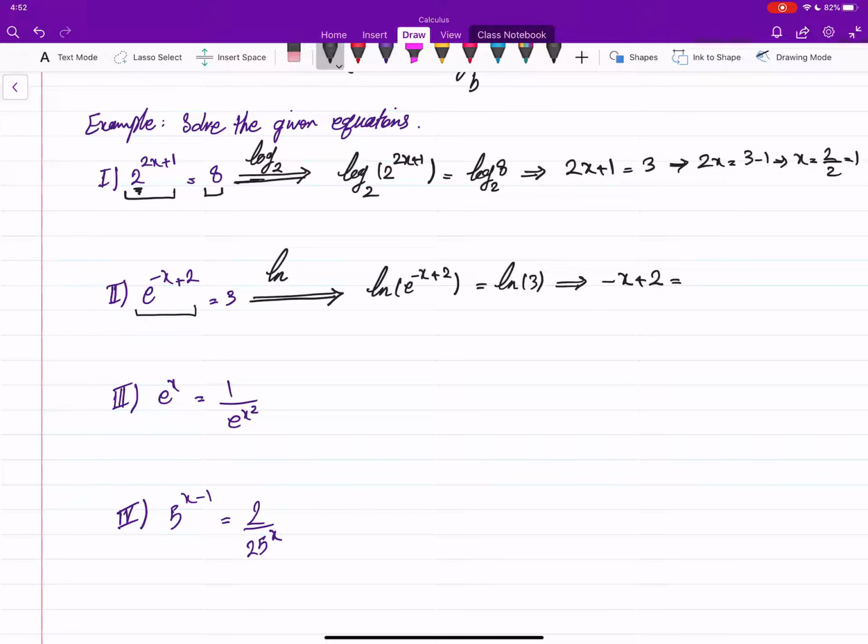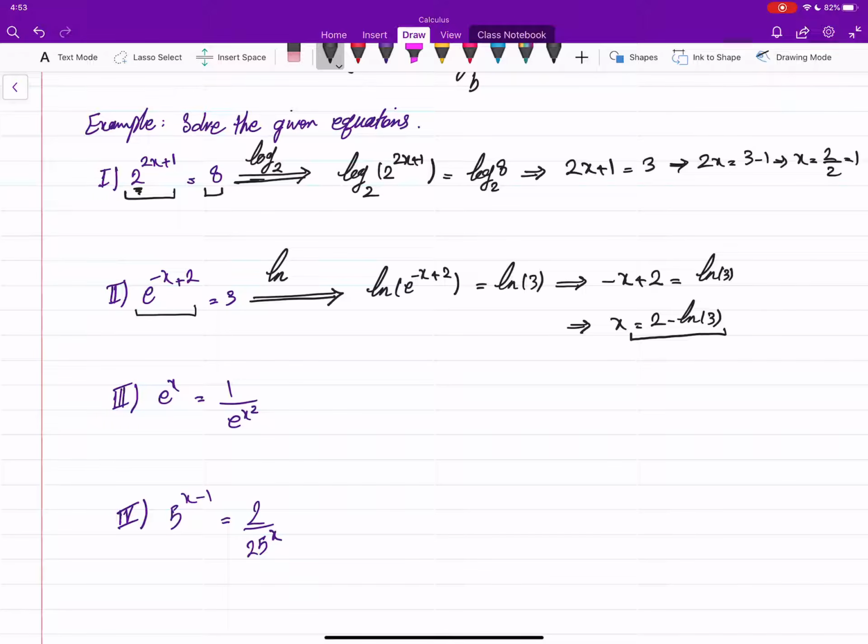On the right-hand side, I don't know what log of 3 is, but that's a number. Well, ln 3 is a nice number. A calculator can compute it, but we will just keep it as a constant, as if it is 1 or 5 or 10. And then isolate x. Here x will be equal to 2 minus ln 3. And that's the answer we are looking for, the solution.